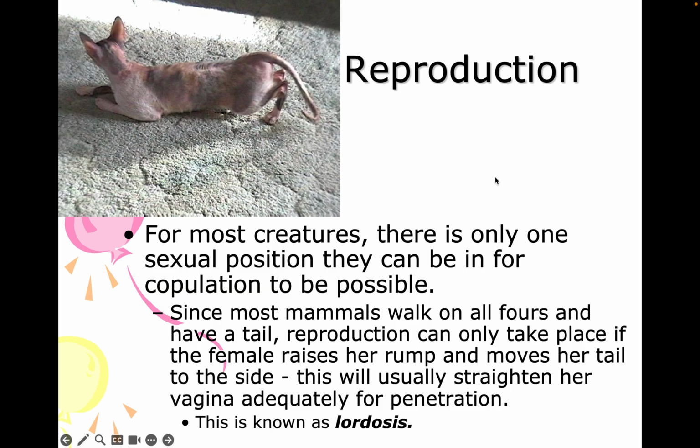And this is a position for a cat. Intercourse is not going to take place if she's just standing up because her vagina is curved and the tomcat's penis is straight, and she has to raise her rump and tilt down her body in order to straighten out her vagina enough for intromission to take place.